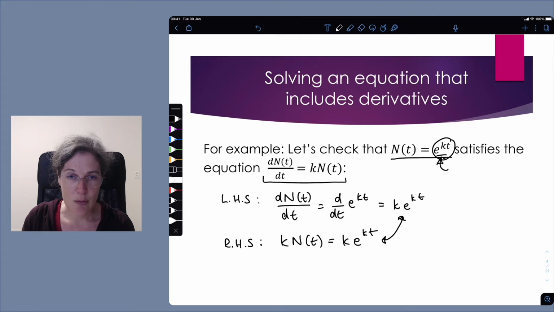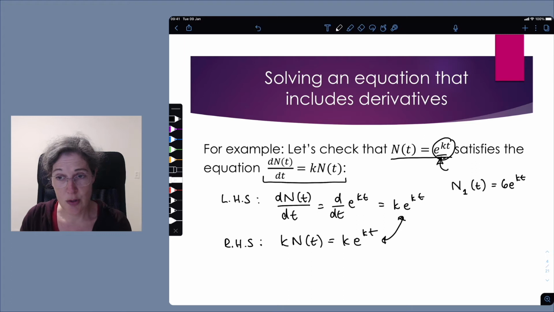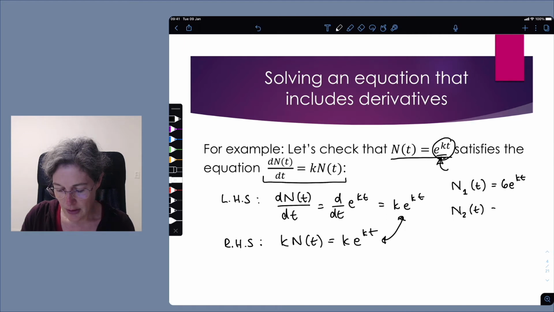Now I should point out that just because you found one function doesn't mean it's the only one. There are, in fact, infinitely many functions that would satisfy this equation. You can check for yourself that you could, for example, try N of t equal to 6 e to the kt, and that will also satisfy that equation. You could try this one, let's try e to the kt plus 2. Does that satisfy the equation?